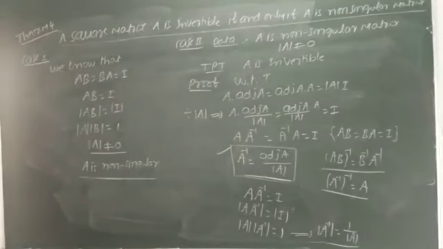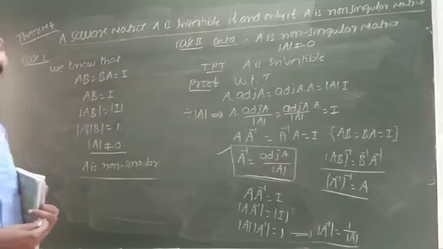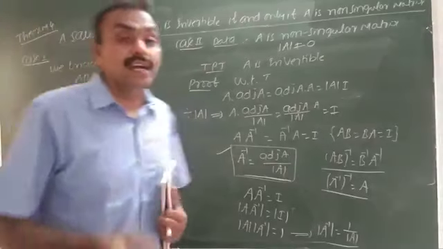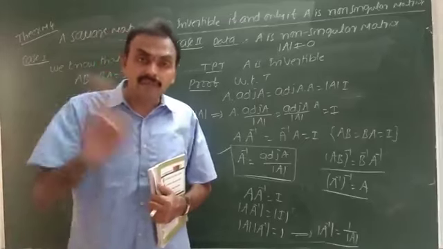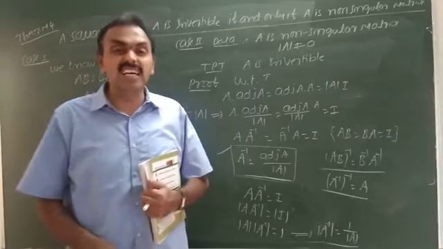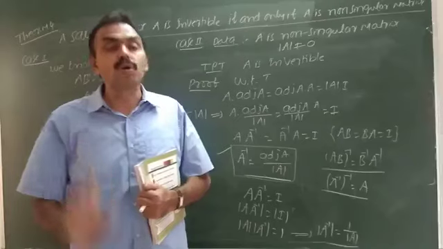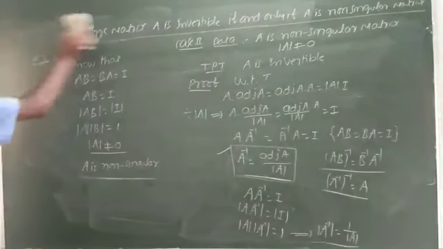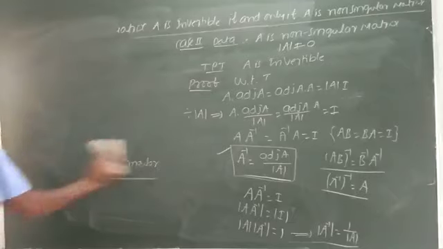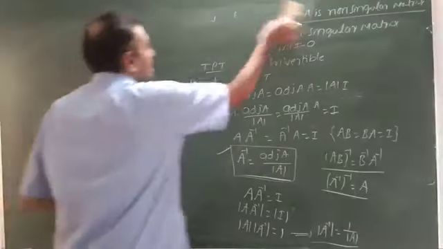A square matrix A is invertible if and only if A is a non-singular matrix. That is, if A is invertible, then A should be non-singular. Conversely, if A is non-singular, then A is invertible. So both are possible. I think you have understood. An important note I have told you. All these are important concepts.